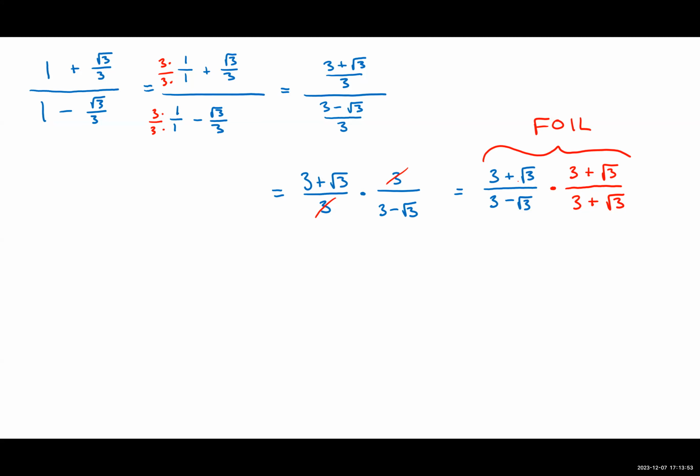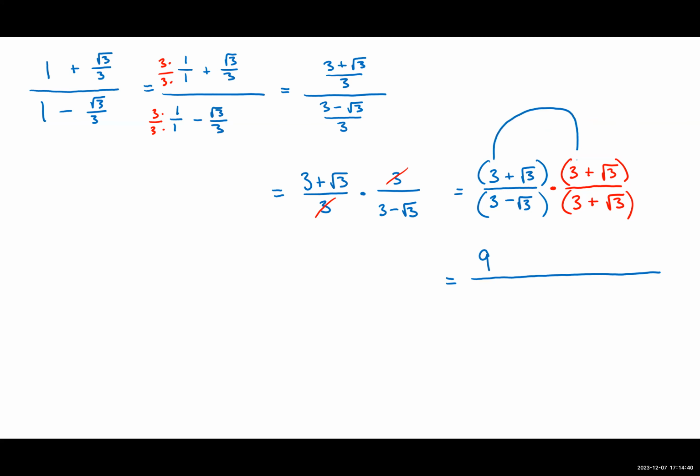Got to FOIL. We got 2 terms times 2 terms. So let's throw in some parentheses just so it visually makes more sense. We have to multiply each term in the blue parentheses by each term in the red parentheses. So we FOIL that out. First, outer, inner, last. All right, so we're going to get a fraction. We have to multiply out the top. We have to multiply out the bottom. On top, first times first. 3 times 3 is 9.